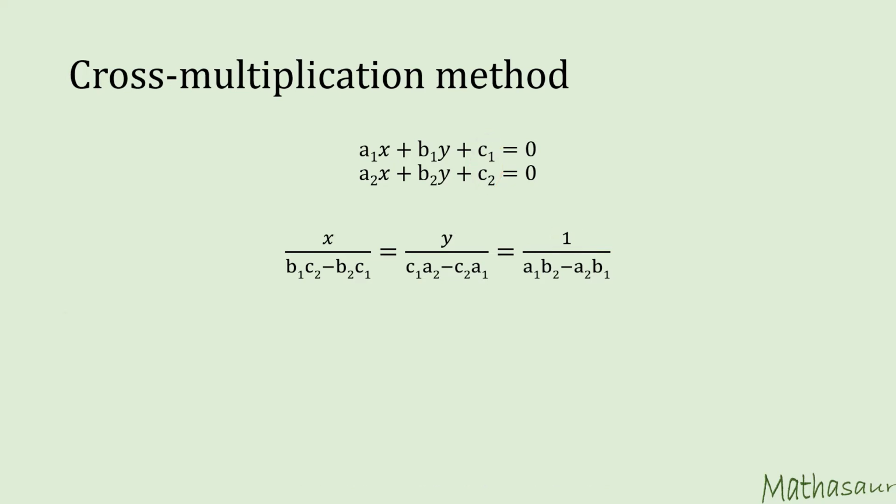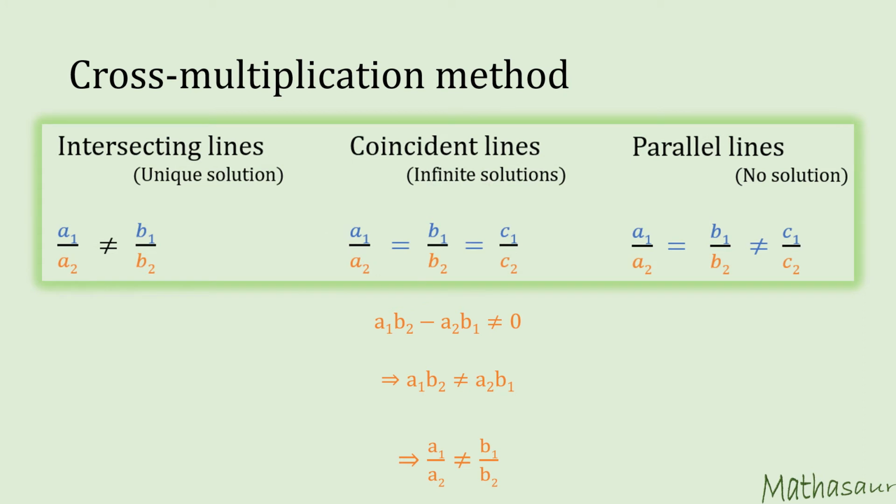Let us choose the first set of formulae and look at the term a1 b2 minus a2 b1. Now for this fraction to exist, this denominator should be non-zero. So a1 b2 minus a2 b1 should not be equal to 0. But if we rearrange the terms, we get a1 upon a2 is not equal to b1 upon b2. Does this seem familiar? Yes. This is the condition for a pair of linear equations to have a unique solution.